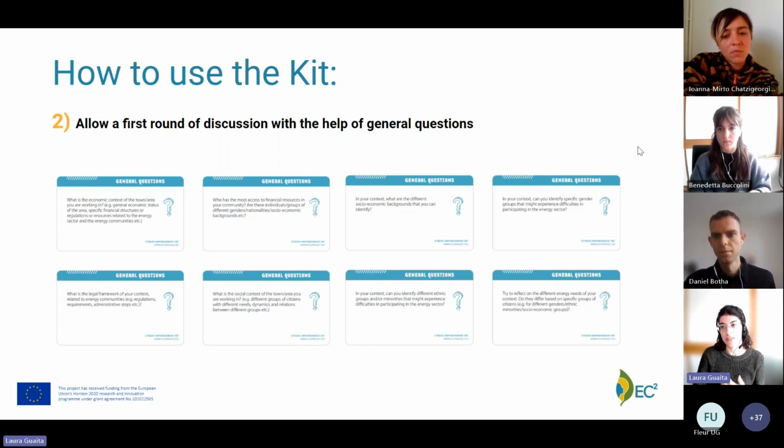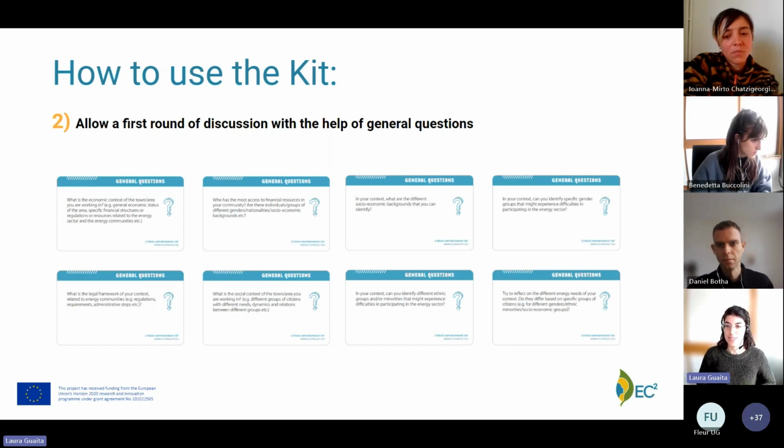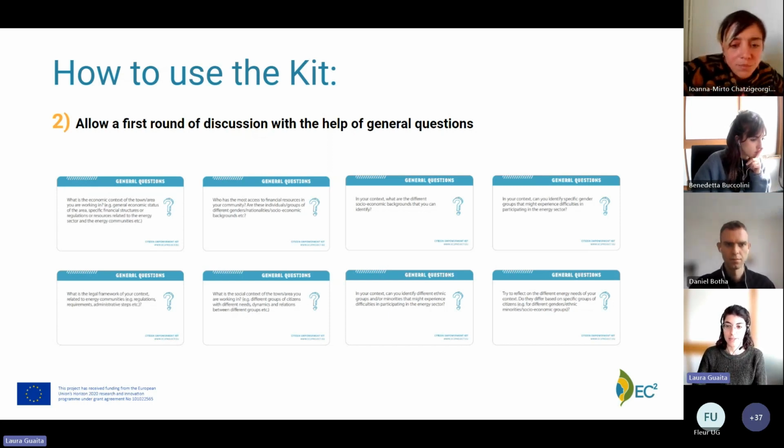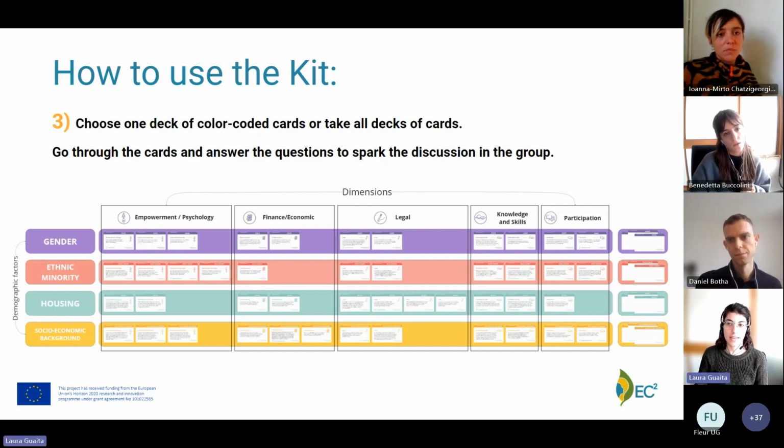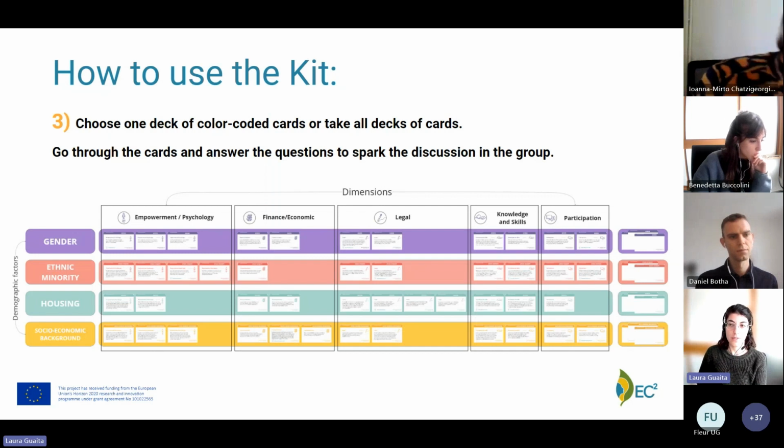That can help the facilitator to understand the feeling of the participants and to better guide the rest of the discussion. Then the next step is to choose a deck of cards. We have four different color-coded decks of cards, and each of them focuses on a demographic factor: gender, ethnic minority, housing, and socioeconomic background.